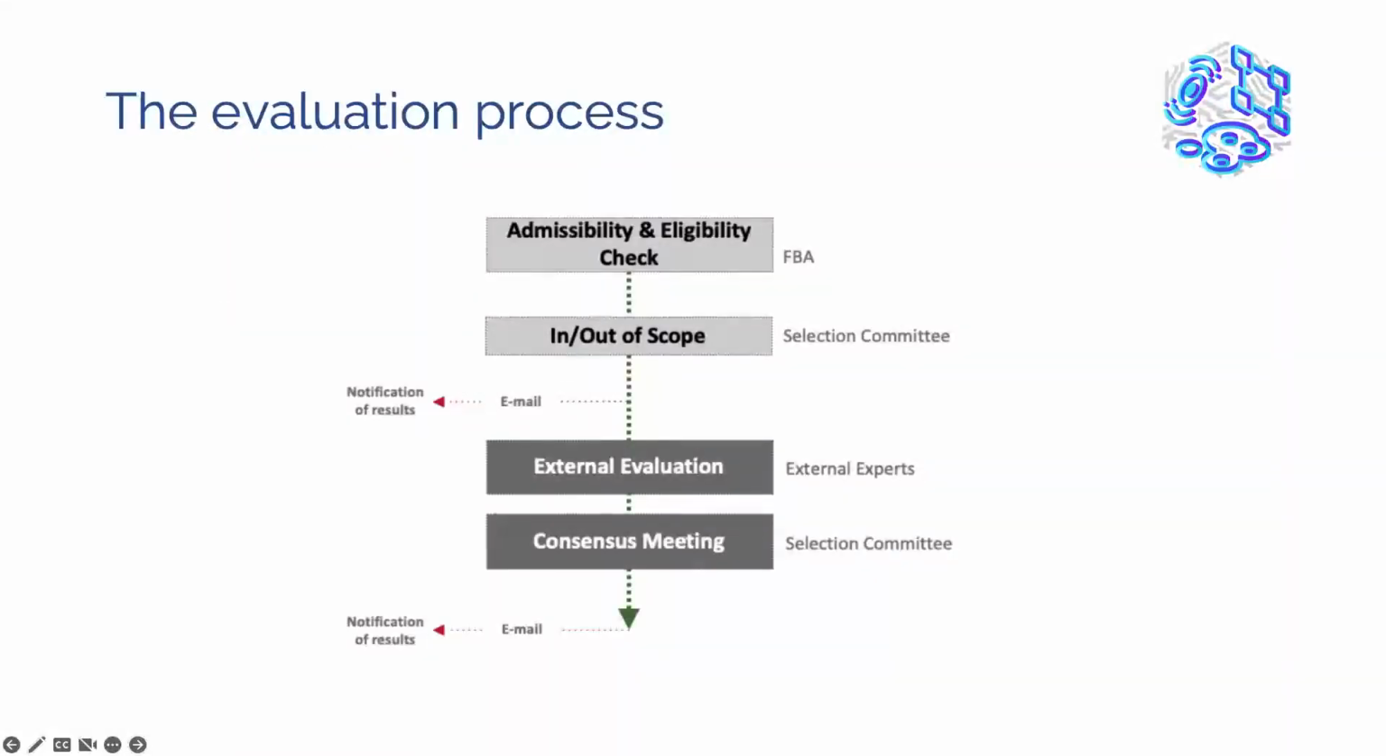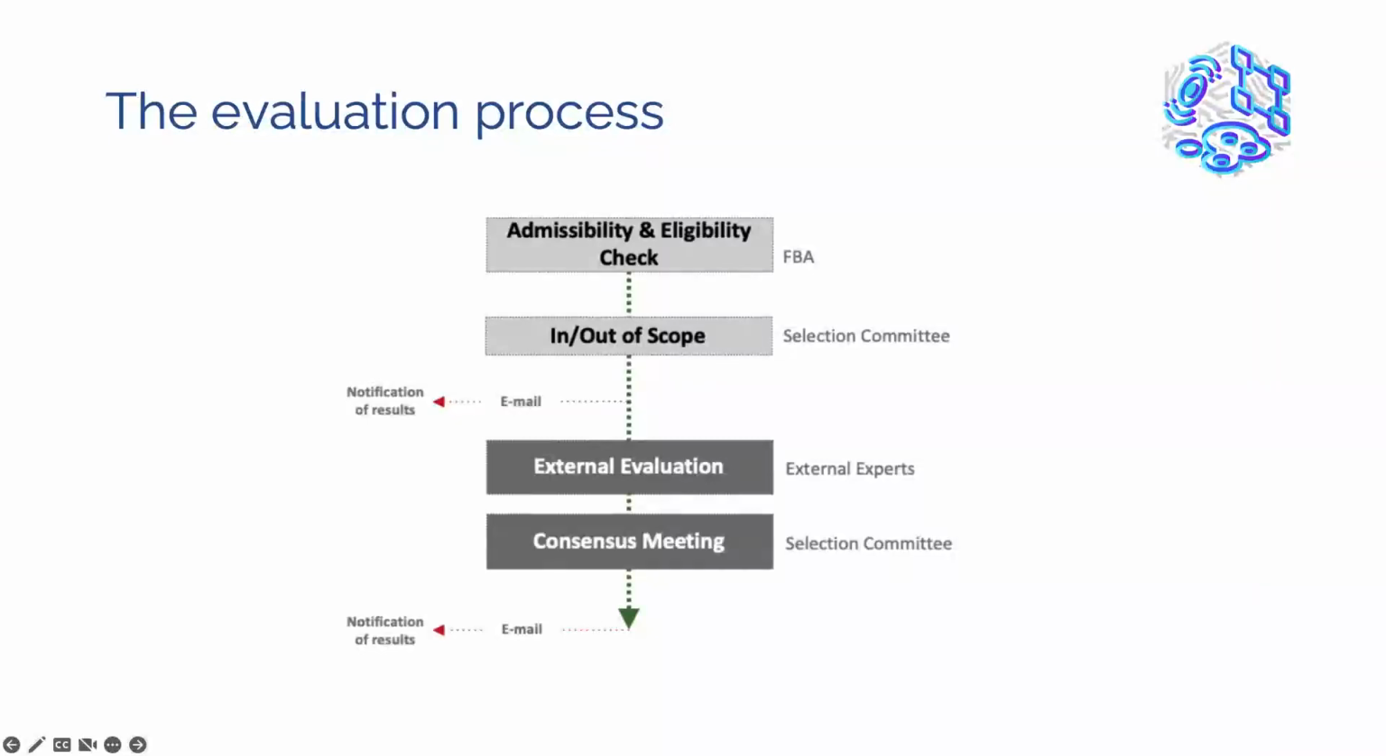Now just to give you a brief overview of the evaluation process itself. It consists of the steps indicated on the slide here. Basically it's 4 steps. We will start with the admissibility and eligibility check. Then our technical partners in NEPHELE will do an in and out of scope screening to see if the applicants have the relevant experience and if they target relevant focus areas. After that, external evaluation kicks in, where external experts will evaluate the proposals and give scores.